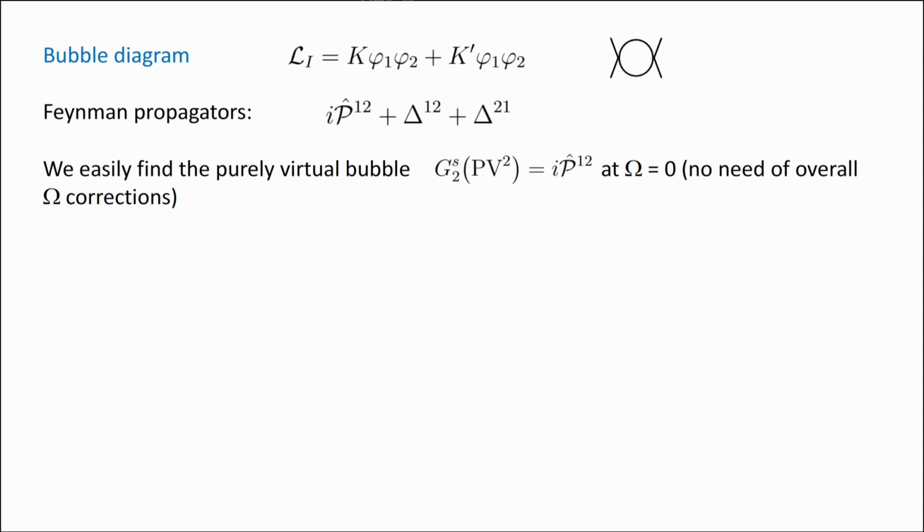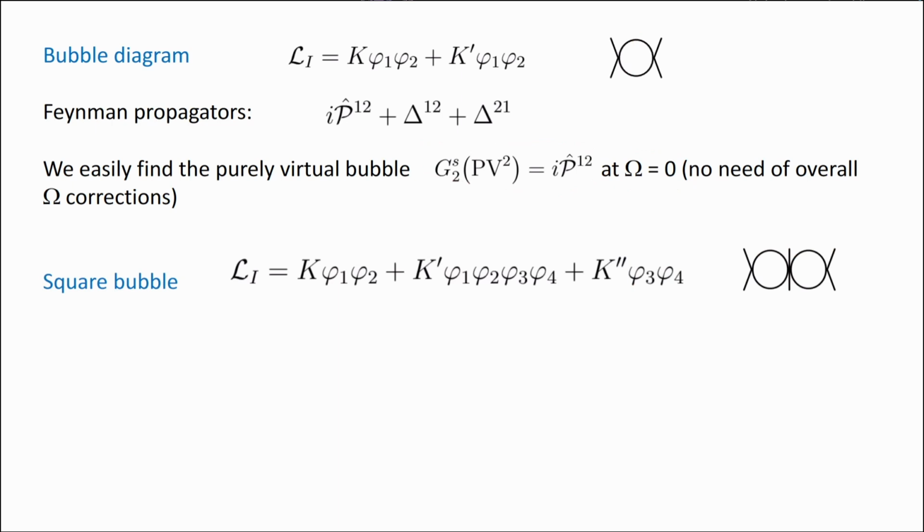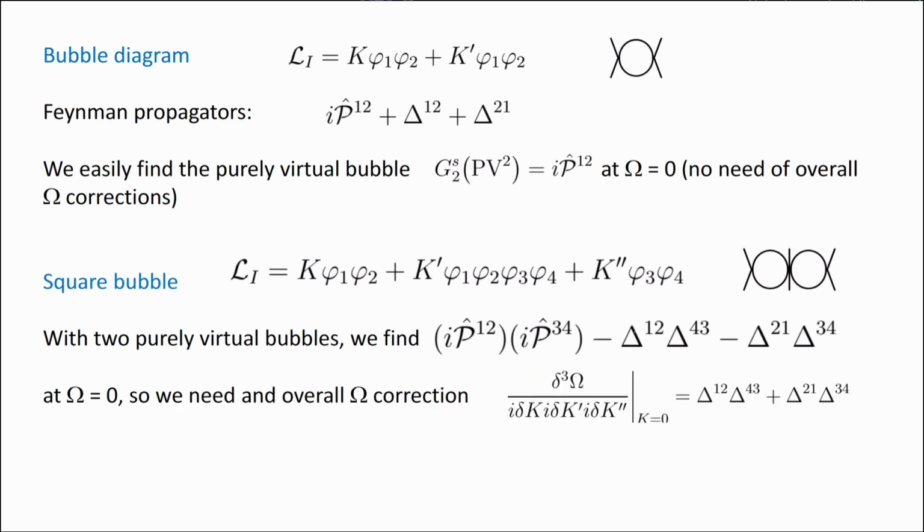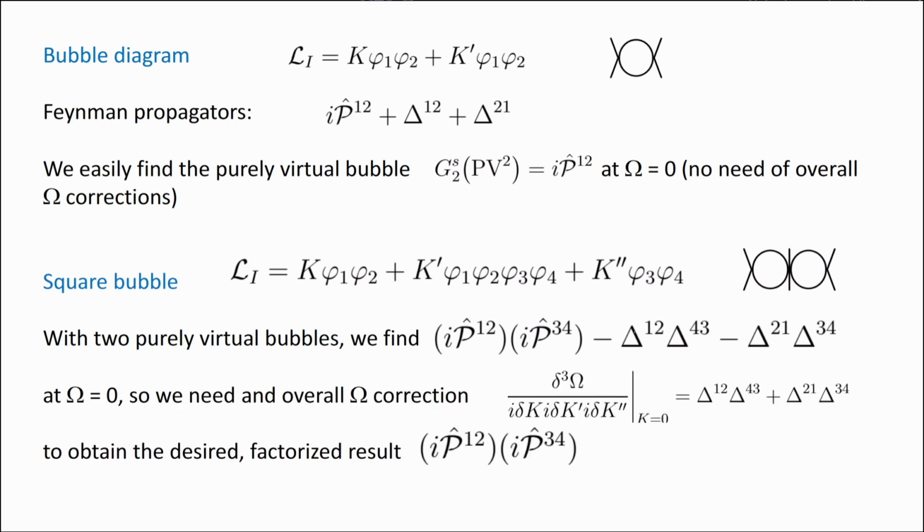Now, if you apply our reduction to the bubble, you will see the expected result when you project away both internal legs. You will find the expected result with omega equals 0. No need of omega. If you consider the square bubble with this interaction Lagrangian, you will find the square of this reduced bubble plus something else at omega equals 0, but that something else can be removed with an overall omega. So in the end you find the correct factorized result.